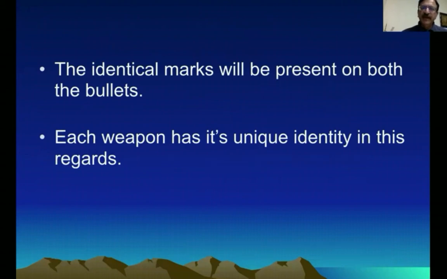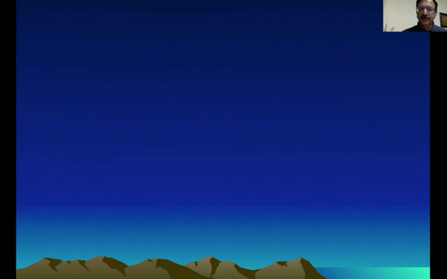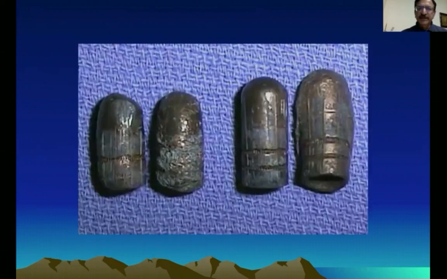And each weapon has its unique identity. Even though made in the same factory, each weapon will show its own characteristic marks, which will make its identity. You can see the engraved marks by the lands on the bullets. The two bullets are compared and they show identical marks.